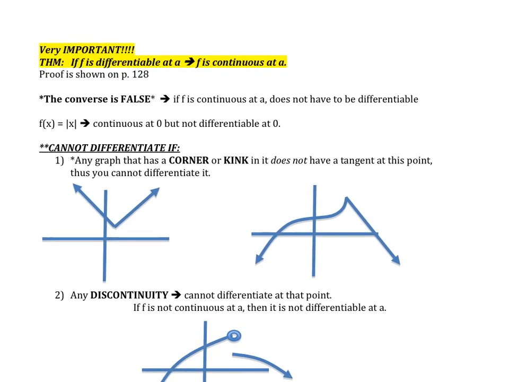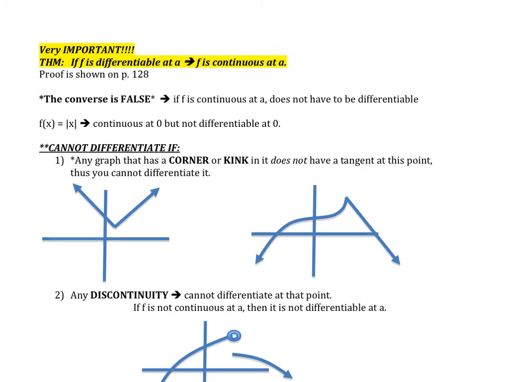Here's our theorem that we're going to talk about. If f is differentiable at a, then f is continuous at a. Your author, Stewart, proves it on page 128, but the converse is false. If I can take the derivative, it's continuous. But that doesn't mean if it's continuous, I can take the derivative.